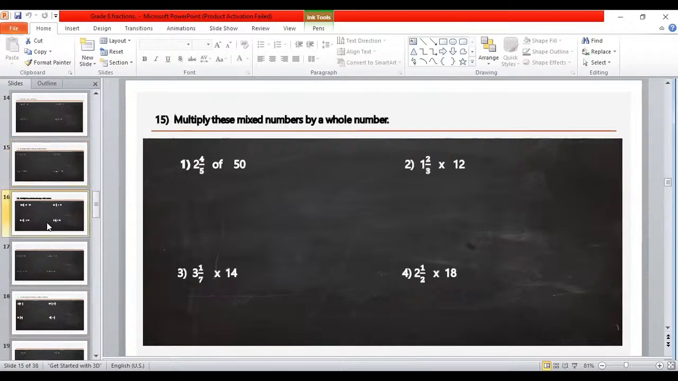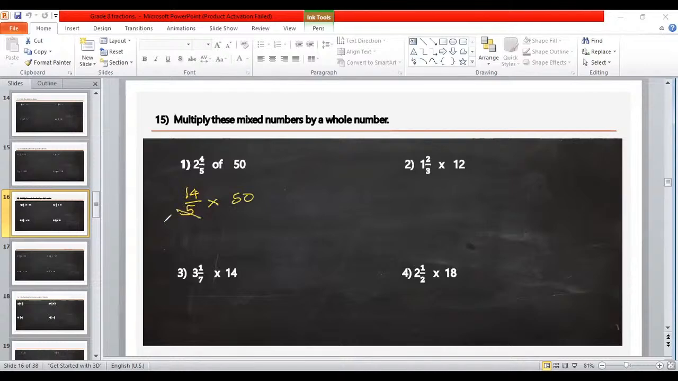Next question. Multiply these mixed numbers by whole numbers. 5 times 2, 10, and 4. First of all, you have to convert this to improper fraction, right? This is a mixed fraction converted to improper fraction, and then the normal way you can do the simplification. 5 times 2, 10 and 4, 14/5 into 50.